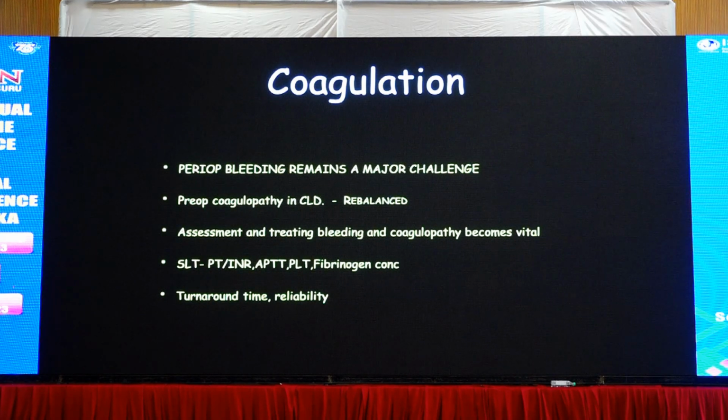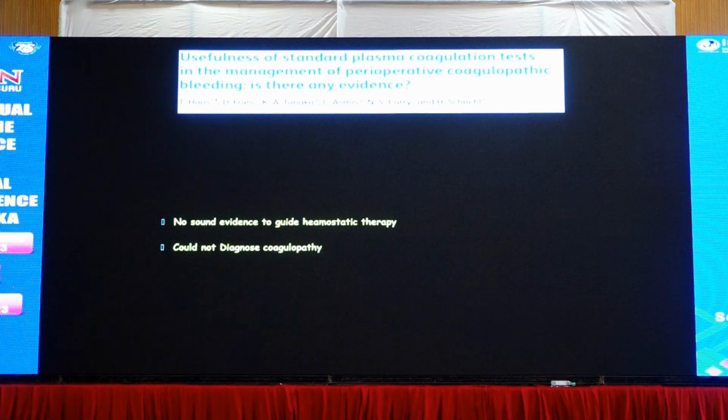Traditionally, we've been using standard laboratory tests like prothrombin time, INR, APTT, the platelet count, and fibrinogen concentration. But do they actually tell us that any particular patient bleeds? Another thing is the turnaround time is long, and their reliability is always questioned. Many studies looking at whether these tests predict bleeding have found there is no good evidence to guide hemostatic therapy based on standard laboratory tests.